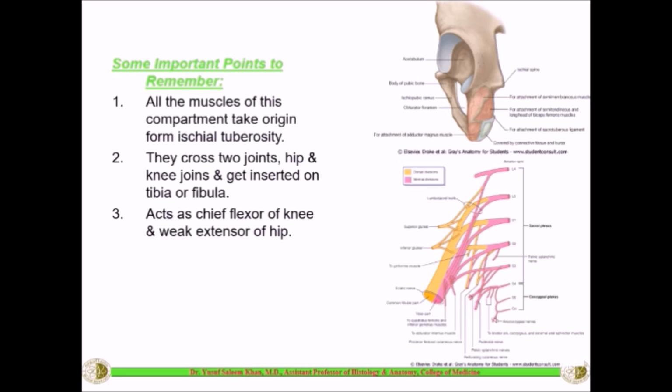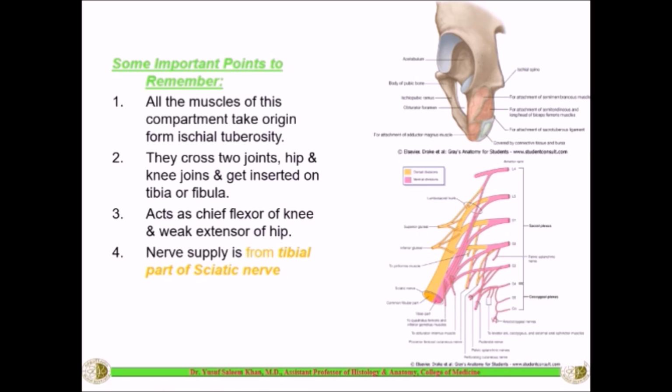As the name indicates, they act as the chief flexors of the knee. The main action will be on the knee, and they act as the chief flexors, depending on the name, of the flexor compartment. But apart from that, because they also have action on the hip joint, that is a secondary movement, they act as weak extensors of the hip. The chief action of these muscles is on the knee, as chief flexors of the knee, and they are also weak extensors of the hip joint.